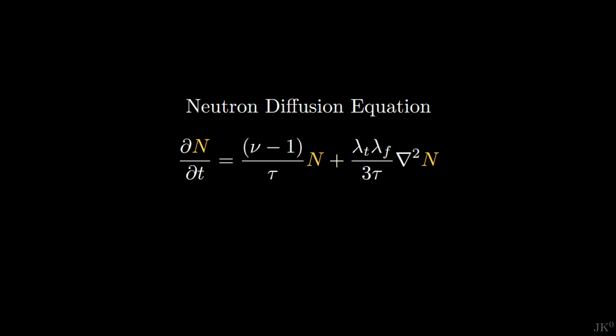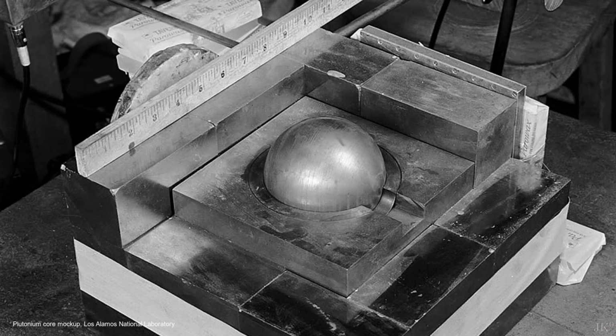In this video, I will show you the gory details of the neutron diffusion equation. This is a step-by-step walkthrough on how to solve it to determine the critical mass of an atomic bomb.